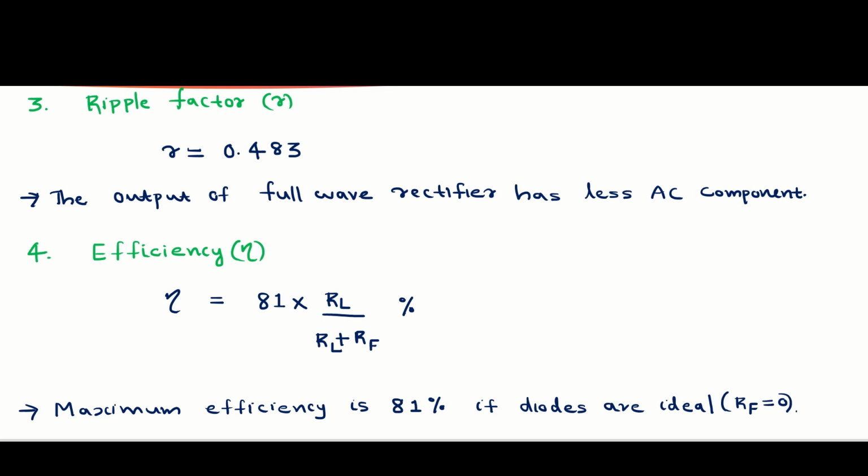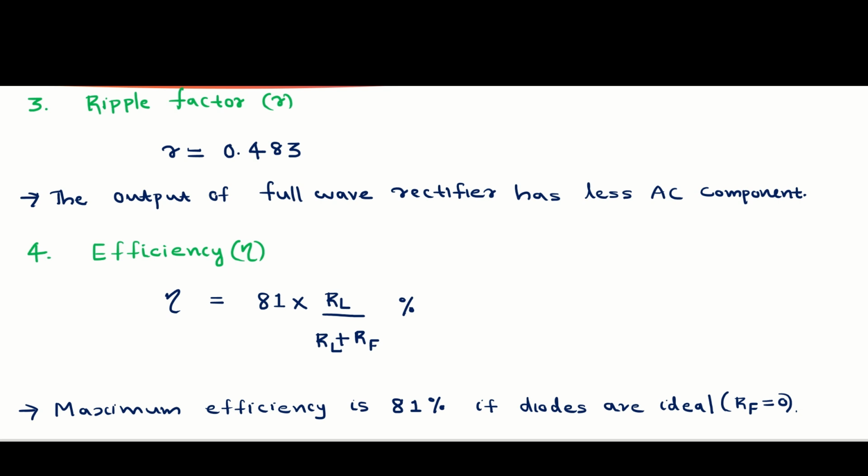For a center tapped full wave rectifier, the ripple factor R is equal to 0.483. Remember this value. For a half wave rectifier, the ripple factor is 1.21. So as compared to half wave rectifier, the ripple factor is very less. So we can say the output of full wave rectifier has very less AC component.